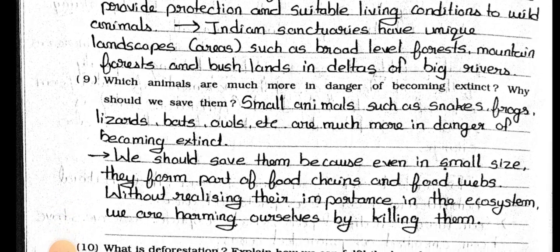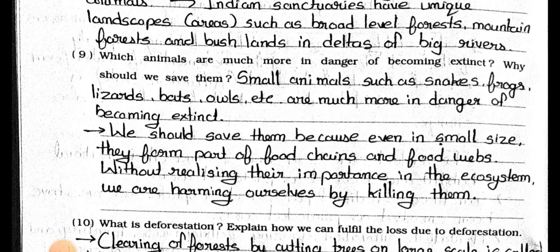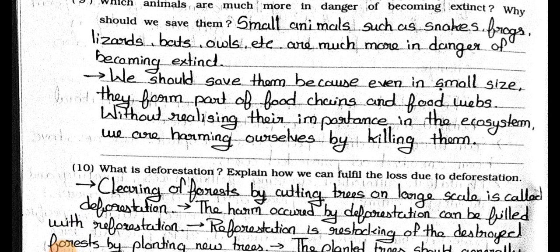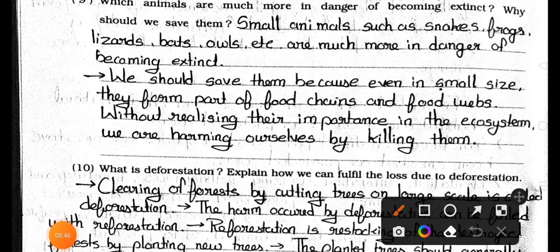Question number 9. Which animals are much more endangered of becoming extinct? Why should we save them? Answer is, small animals such as snakes, frogs, lizards, bats, owls, etc. are much more endangered of becoming extinct. We should save them because even in small size, they form part of food chains and food webs. Without realizing their importance in the ecosystem, we are harming ourselves.